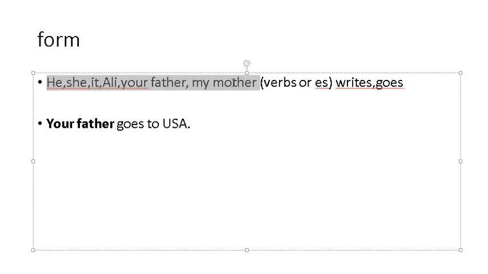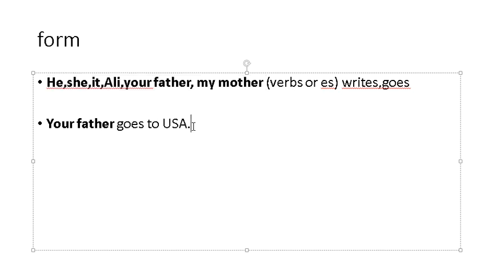So now here your father is similar with all these pronouns and nouns. So this is the same category. Whenever we are using this category, we have to use s or es with the verb. For example, if we are saying he writes a letter, so this is quite a simple thing that you know.